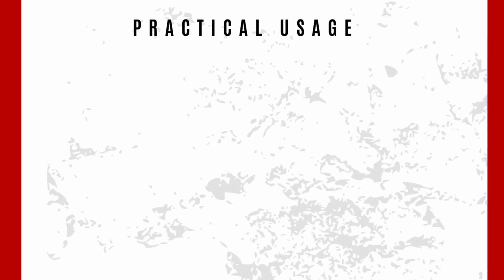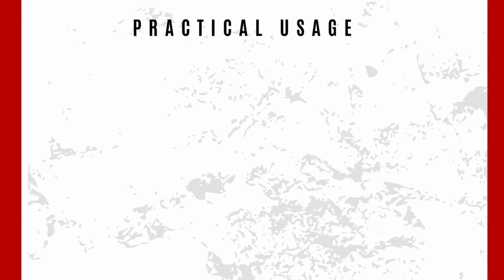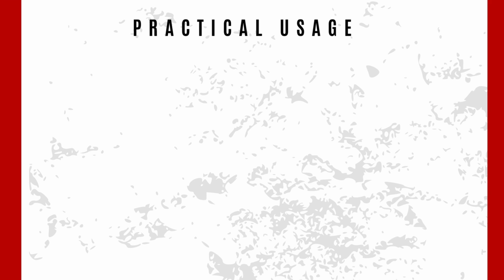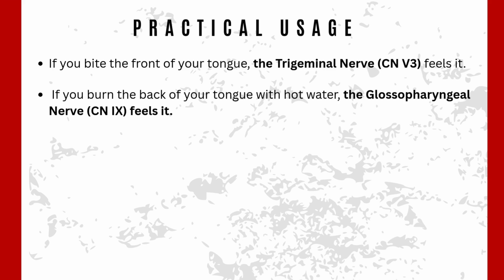Now how do your tongue nerves work in real life? So every time you eat, drink, or accidentally hurt your tongue, different nerves help you feel and taste what's happening. And here's how that works. Now biting the front of your tongue, it's the trigeminal nerve which tells your brain, ouch, that hurt. If you burnt the back of your tongue with hot tea, it is the glossopharyngeal nerve, which is cranial nerve 9, which is responsible for feeling pain in the back part of the tongue.